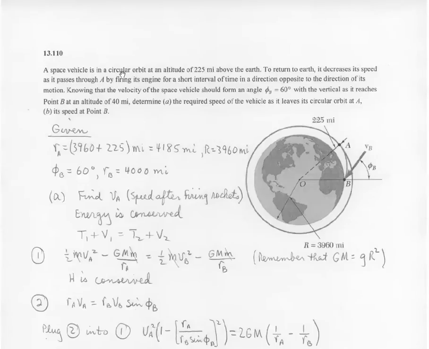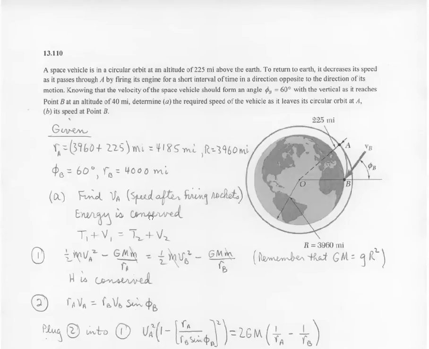13.110 involves a space vehicle in a circular orbit at 225 miles altitude above the Earth. It wants to return to Earth by decreasing its speed here at A by firing the rockets in the opposite direction of the travel. That will slow it down and put it into an elliptical path that ends up at point B at 40 miles altitude at an angle of 60 degrees. It wants us to find the velocity at A after the rockets have been fired, so it's the velocity for the elliptical orbit, and then find the velocity at B.